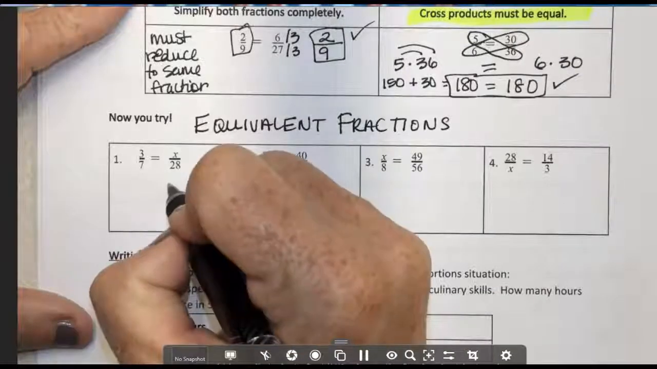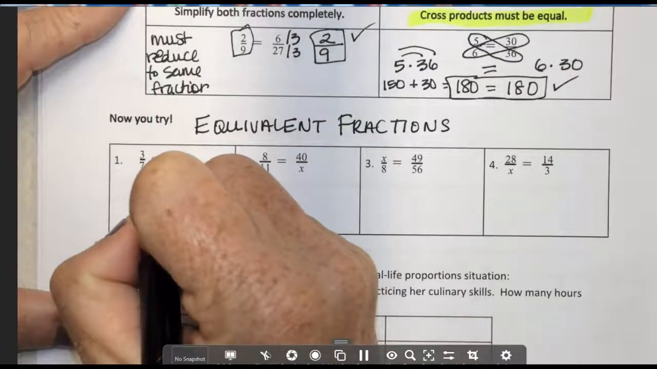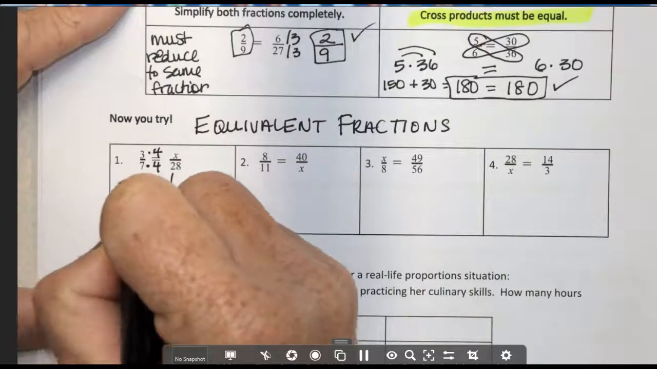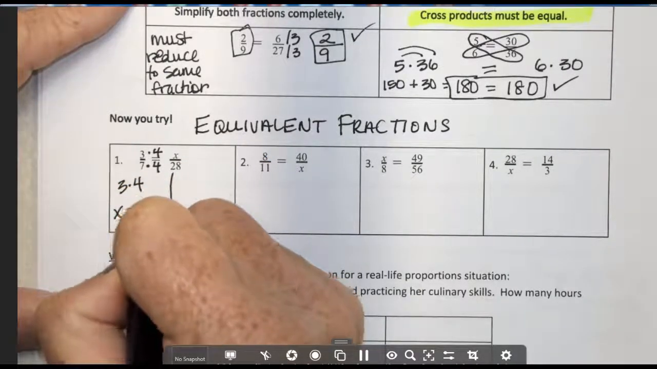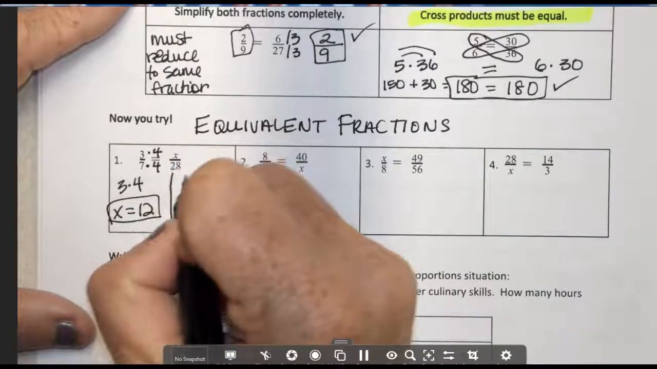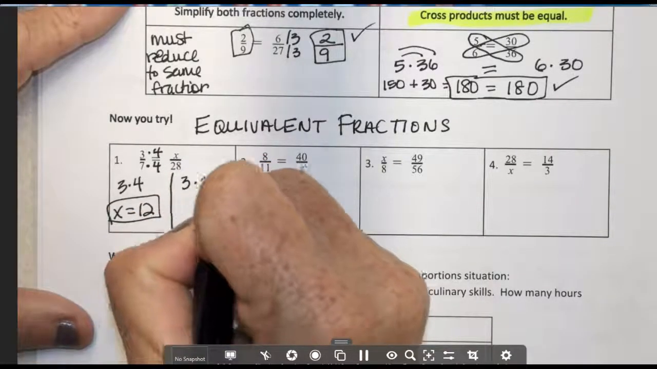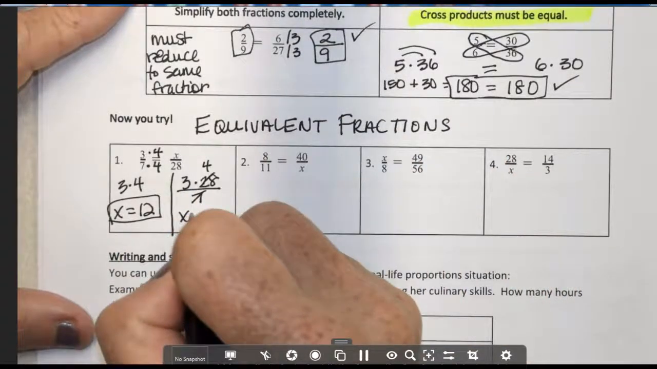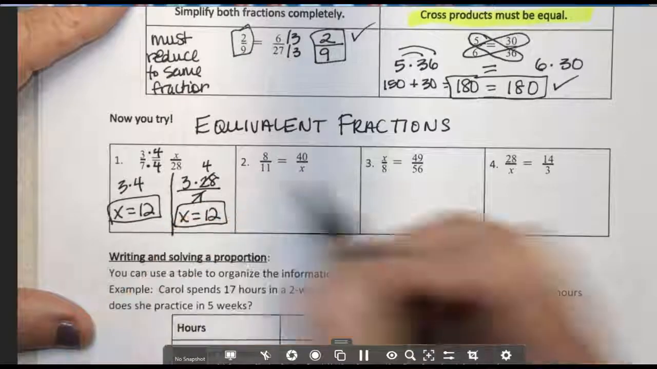So, and I'm going to show you both ways. So 7 times 4 can give you 28. So 3 times 4 would be x equals 12. Or you can multiply 3 times 28 divided by 7. 7 goes into 28 4 times, and x would equal 12.